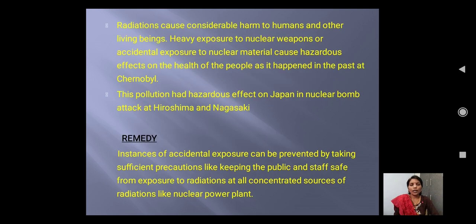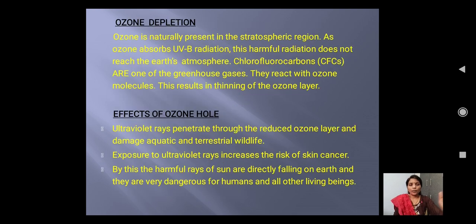One example we know is the Hiroshima and Nagasaki nuclear bombing in Japan. Radiations cause considerable harm to humans and other living beings. Heavy exposure to nuclear weapons or accidental exposure to nuclear material causes hazardous effects on the health of people, as happened in the past at Chernobyl. A remedy is that instances of accidental exposure can be prevented by taking sufficient precautions, like keeping the public and staff safe from exposure to radiations at all concentrated sources of radiation, like nuclear power plants.